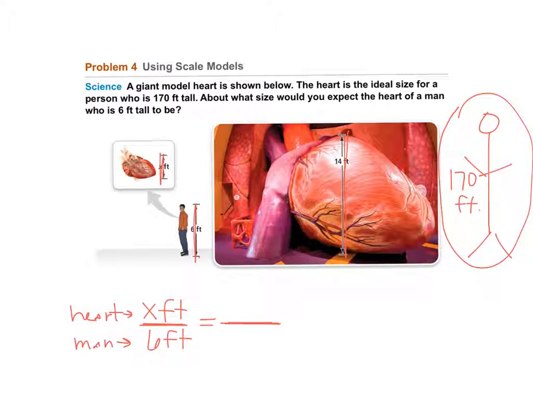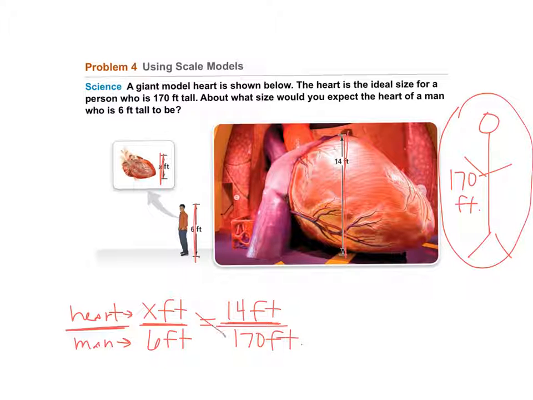So what's going to go on top over here, on the right side, if we're going heart to man? They're all feet though, right? So what's on top, the heart or the man? The heart, right? You want to correspond the same thing. So heart to man, x to 6, equals heart, which is 14 feet, to the man, which is 170 feet. Okay? So make sure you're matching things up.